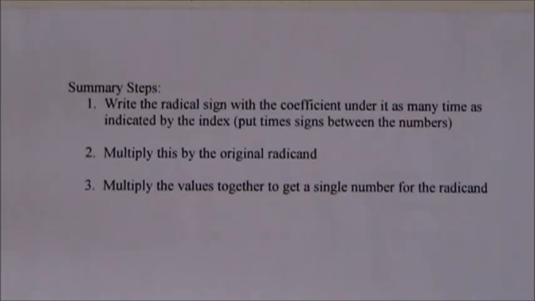So in summary, these are the steps we've been doing to take a mixed radical and write it as an entire radical. We wrote the radical sign with the coefficient under it as many times as indicated by the index. If the index was 2, we wrote that number twice under the radical sign. If the index was 3, we wrote that number 3 times, making sure to put times signs between the numbers. The second thing we did was multiply that by the original radicand, the number that was already under the radical sign. And our last step was to multiply the values together to get a single number under the radical sign, a single number for the radicand.